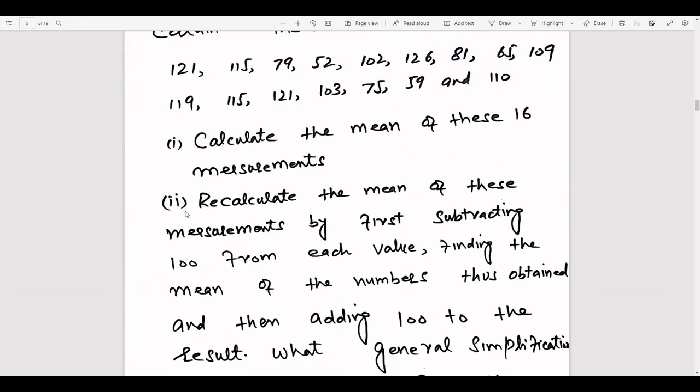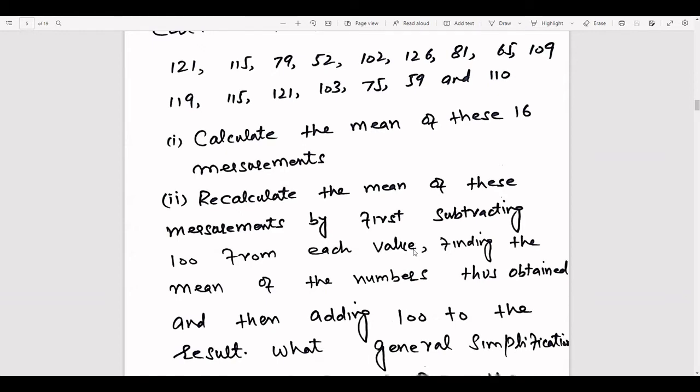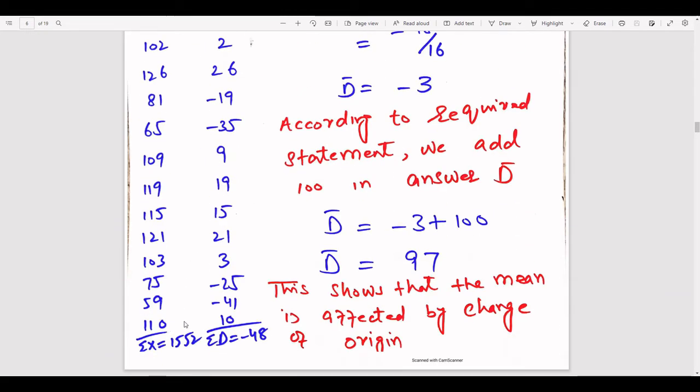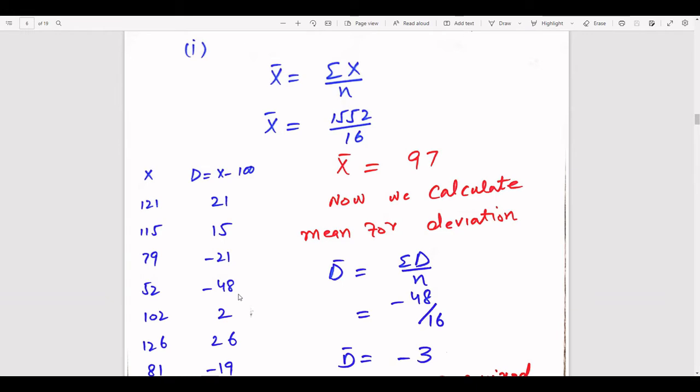Now we calculate the second part: recalculate the mean of these measurements by first subtracting 100 from each value. So we subtract 100 from each observation, d equals x minus 100. 121 minus 100 is 21, 115 minus 100 is 15, 79 minus 100 is minus 21, 52 minus 100 is minus 42, 102 minus 100 is 2, and so on, up to 110 minus 100. When you sum up all these observations, the sum of d is minus 48.